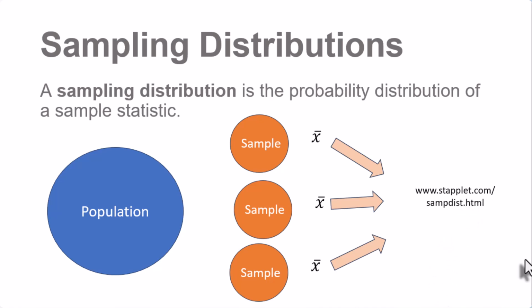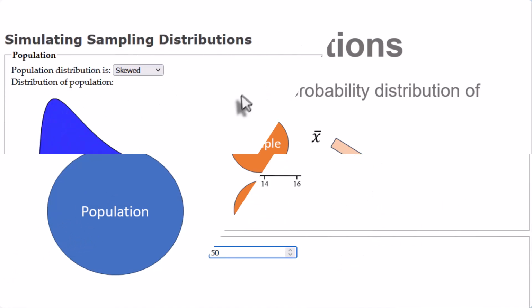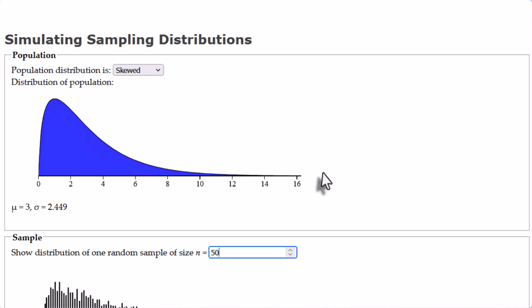To get a quick visual of this, I'm going to use this Statlet website, statlet.com/sampdist.html. This is the same website I used in the other video, just to get a visual of what we're looking at here. So here is our general population. In this case, we're looking at a skew right population, but it actually doesn't matter what shape the distribution is when we're talking about the central limit theorem.